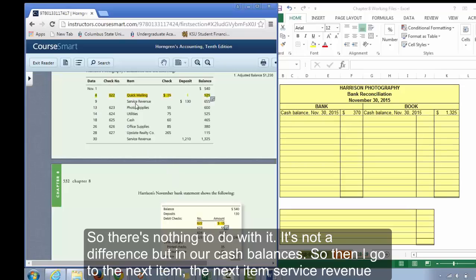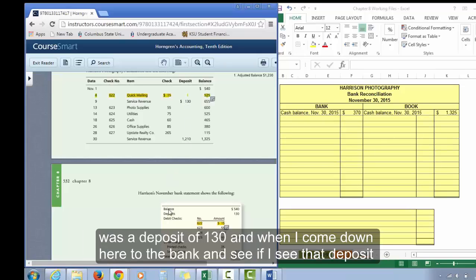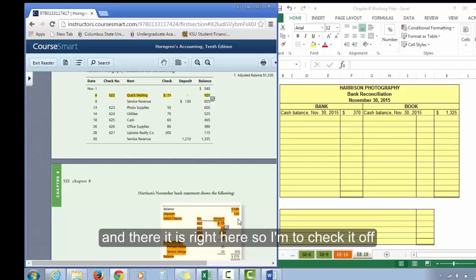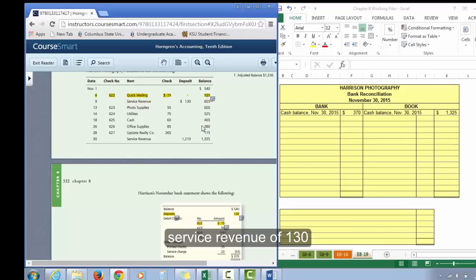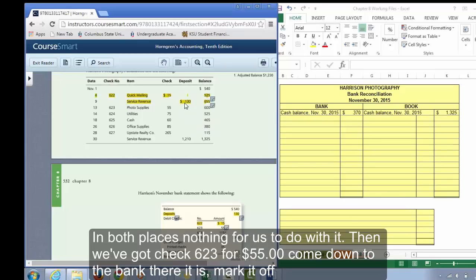The next item here is service revenue, and it was a deposit of $130. And I'm going to come down here to the bank and see if I see that deposit. And there it is right there. So I'm going to check it off. All right, and then do the same thing here. So check off that service revenue of $130, and it's good. It's in both places, nothing for us to do with it.